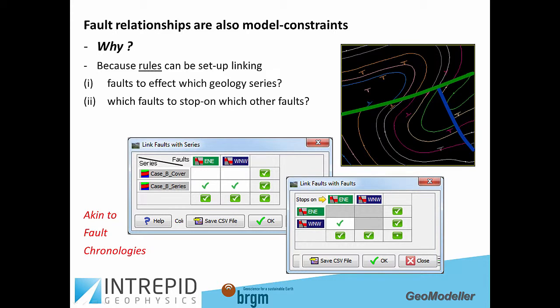GeoModeller can also treat faults by a rule-based modeling approach. Why? It's because rules can be set up as linking faults to affect certain geological series and not others, and faults which stop on other faults.